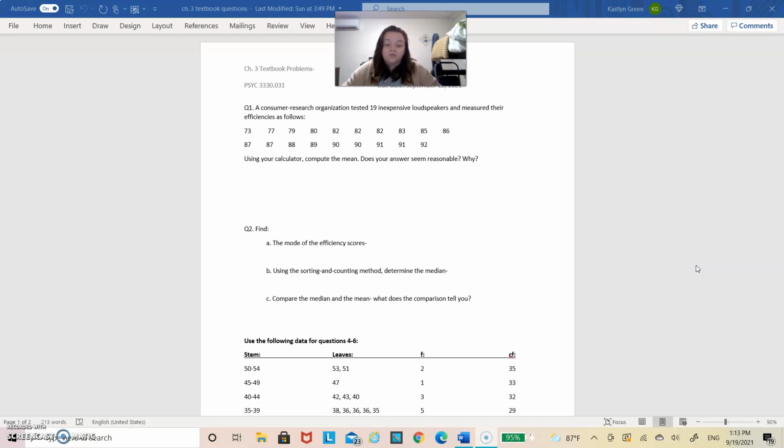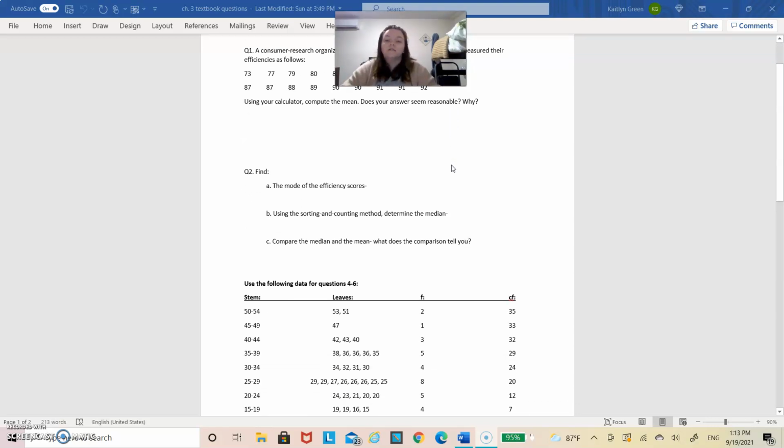I said that it's reasonable because the numbers range from 73 to 92, as you can see here. So it's not a very wide range of numbers. There aren't any extreme outliers or anything like that. And the majority of the data falls in the 80s range, from 80 to 89. Because of this, 84.95 falls right in the middle of the data set, and that makes it a very reasonable mean.